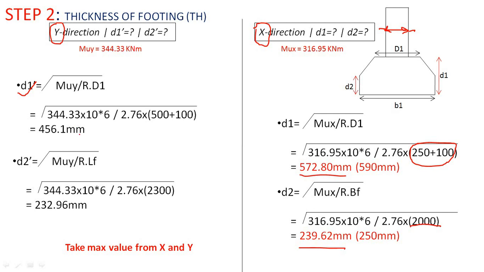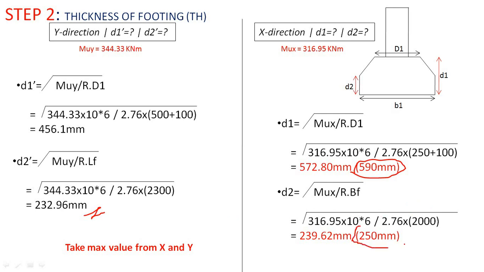So we have found the value of d1 dash as 456.1 mm and d2 dash as 232.96 mm. So what we will do, we will see the higher value. So from d1 dash and d1 we have the higher value as 590, so we'll use d1 as 590, and from d2 dash and d2 the higher value is d2, so we will use 250 mm.